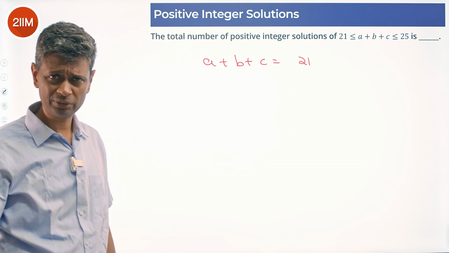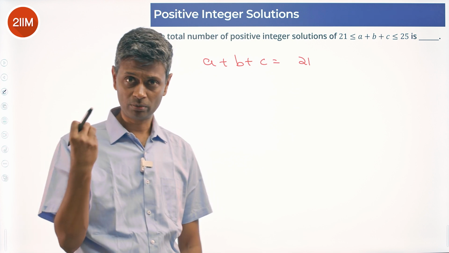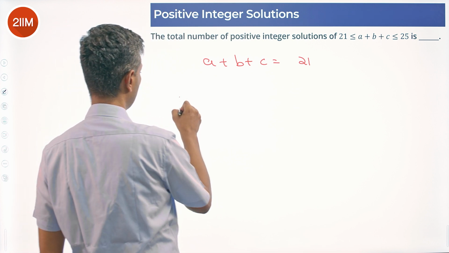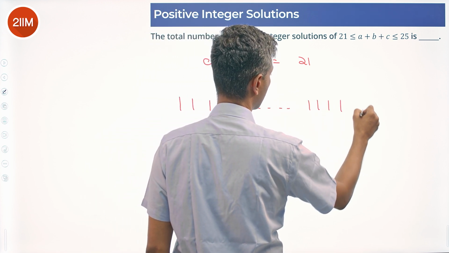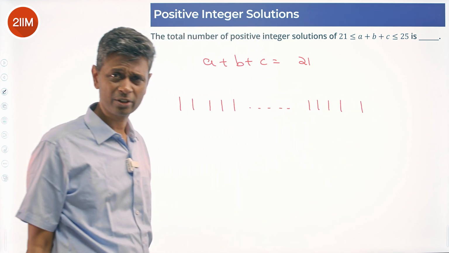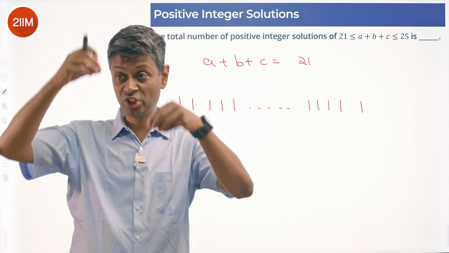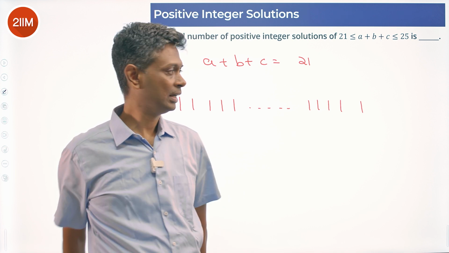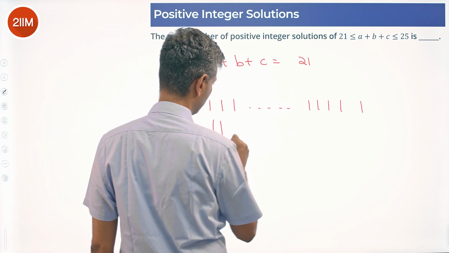There's a standard formula for this, n minus 1, c, r minus 1. I'm going to see if we can arrive at that formula. Imagine this is 21 ones. 21 ones placed on a board like this, or 21 pieces, sticks placed. And then you say, I'm going to take these sticks and put them into 3 baskets.